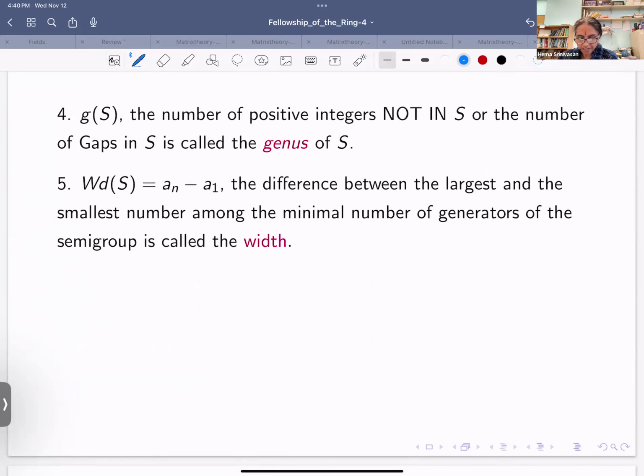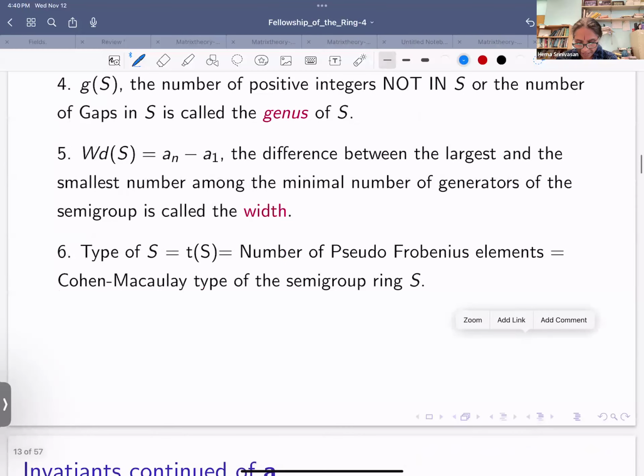These are usually the invariants. And now we have the other one called the width of S. That's the difference between the AN and A1, the largest and the smallest number amongst the minimal number of generators of the semigroup. This is called width, and we will see why it played any role. Then there is this type of S. That's what is called the number of pseudo-Frobenius elements, which is also the same as the Cohen-Macaulay type of the semigroup ring S.